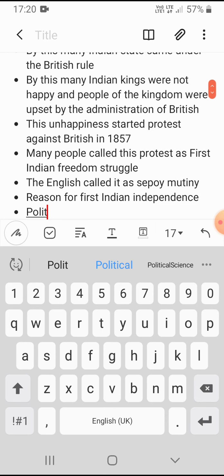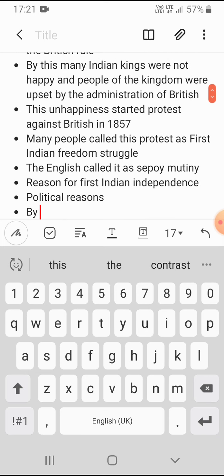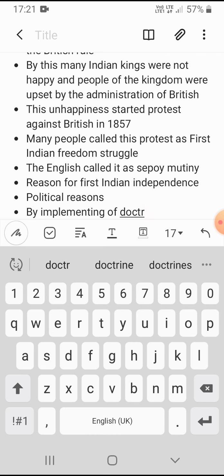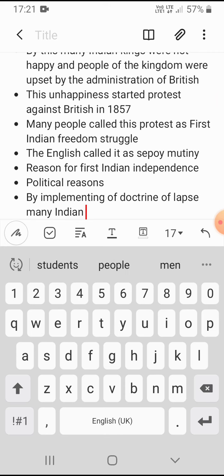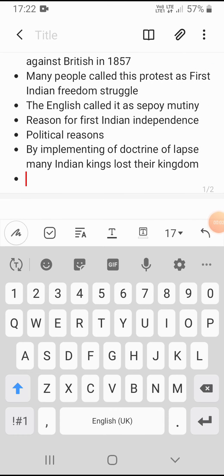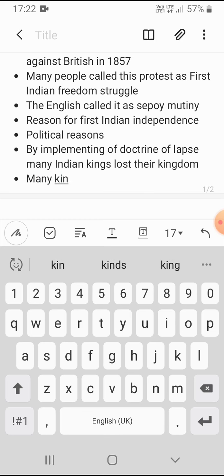Political reasons: by the implementation of the doctrine of lapse, many Indian kings lost their kingdoms, such as Satara, Nagpur, Jhansi, Udaipur, and other kings lost their kingdom.